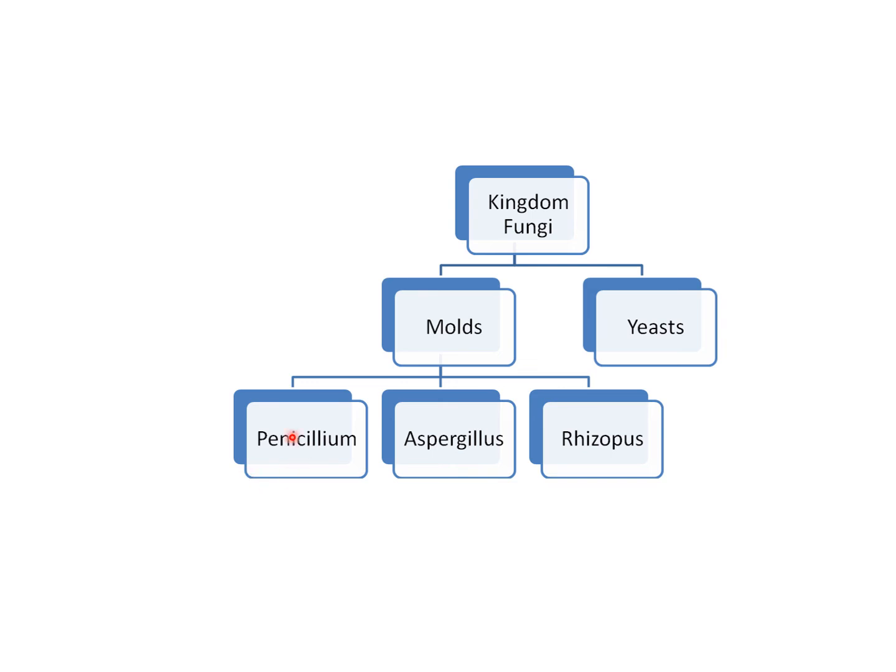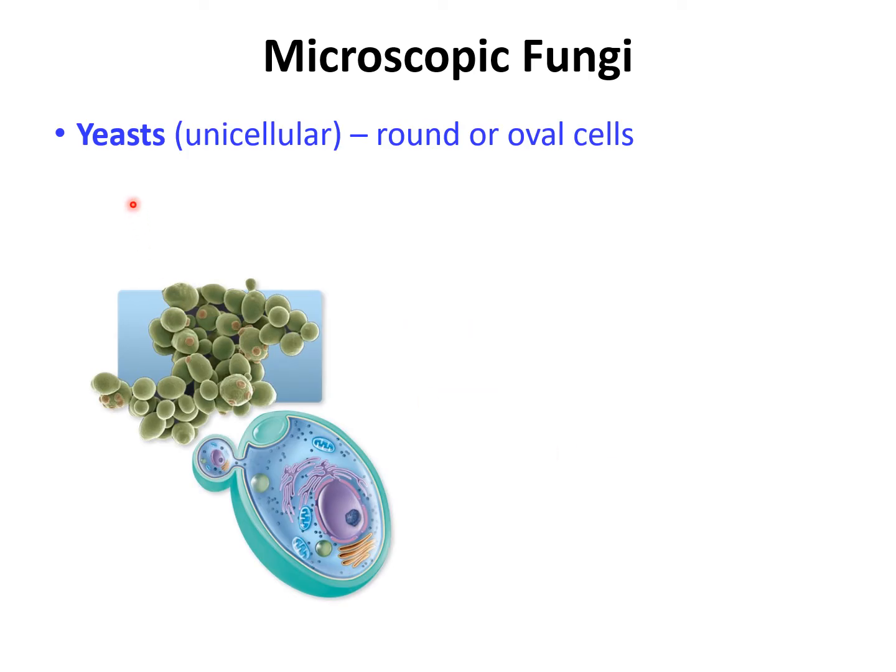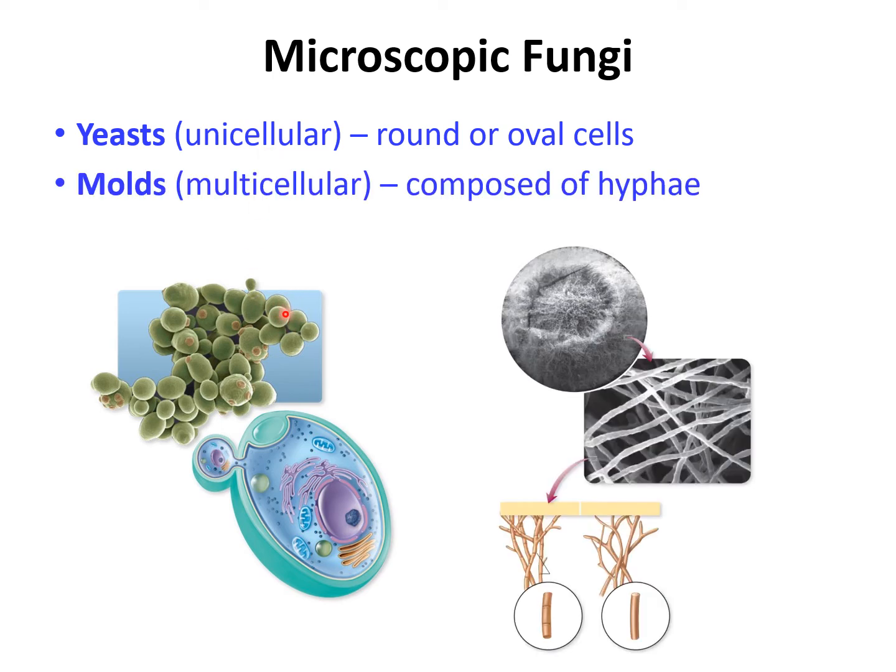Penicillium, and this is the one that they extracted the penicillin antibiotic from. And then we have Aspergillus, and then we have another one, which is Rhizopus. So let's go ahead and take a look in more detail and talk about fungi. So as I said, yeast, they are known to be unicellular, so they're only made up of one cell, and they're kind of round or oval-ish in shape.